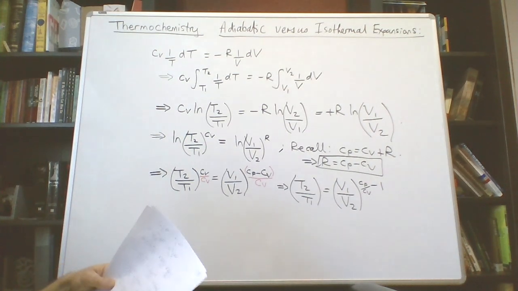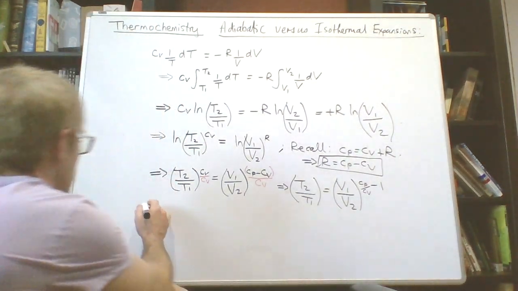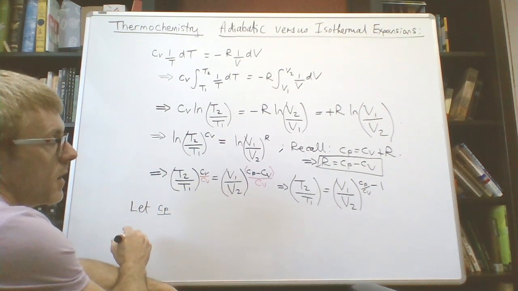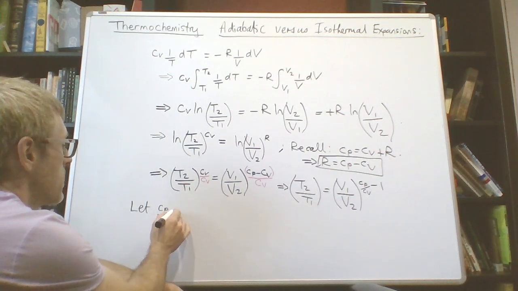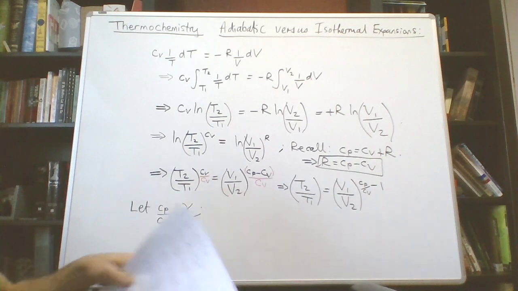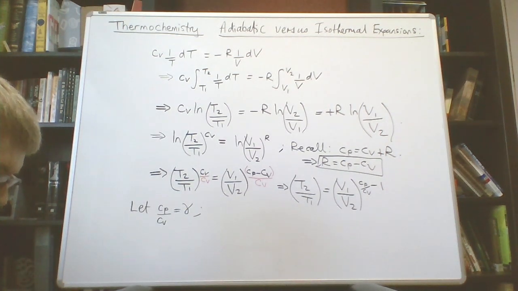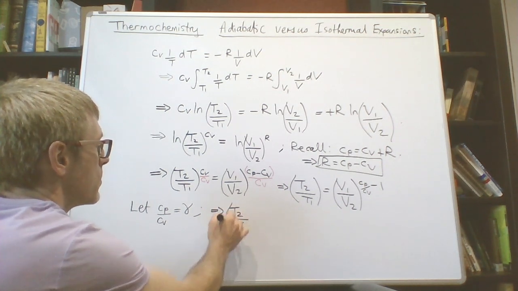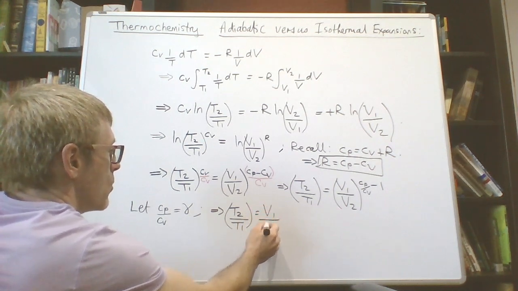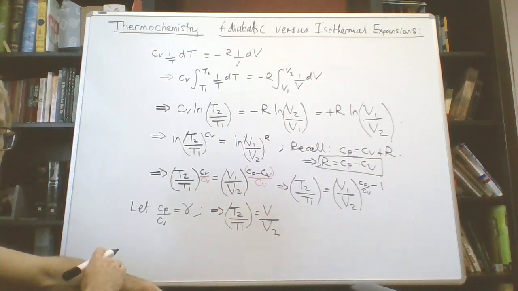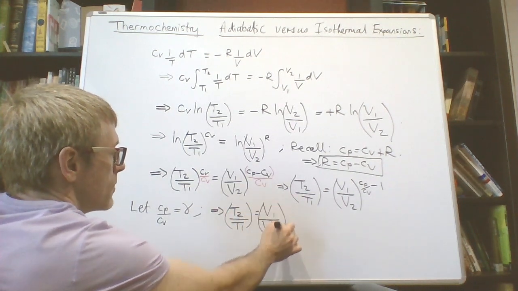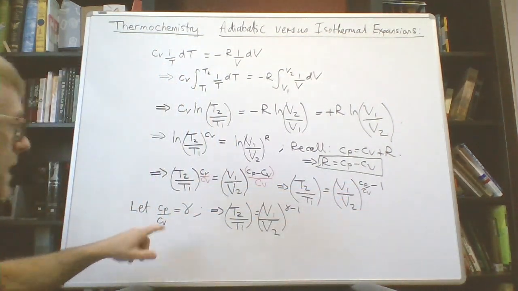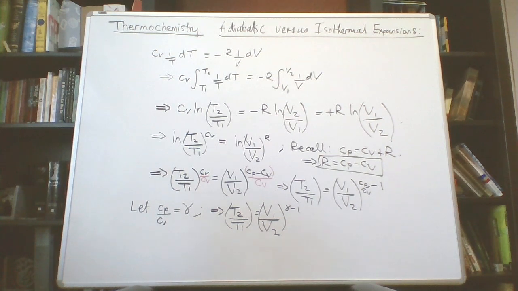That Cp over Cv, let's call it gamma. So let the ratio of constant pressure heat capacity and constant volume heat capacity equal gamma. This is the way it's typically abbreviated. So then I've got T2 over T1 is V1 over V2 to the gamma minus 1. Remember, T is temperature in Kelvin, V is volume in whatever unit is relevant to you. We've just rephrased Cp over Cv as gamma, just for convenience.